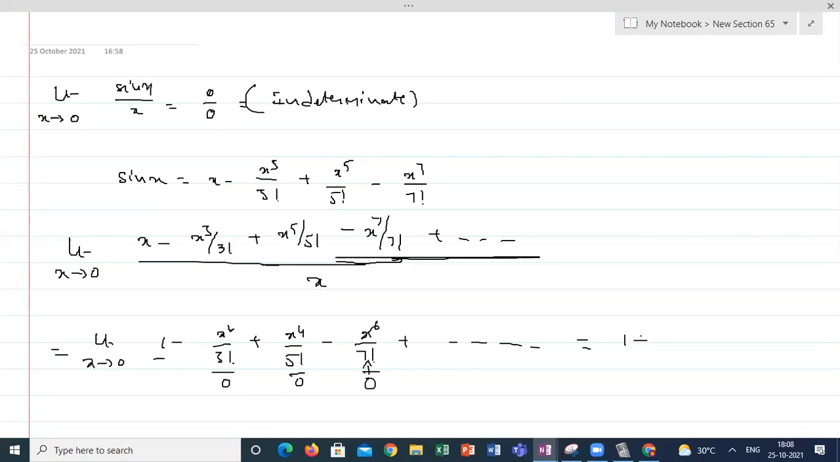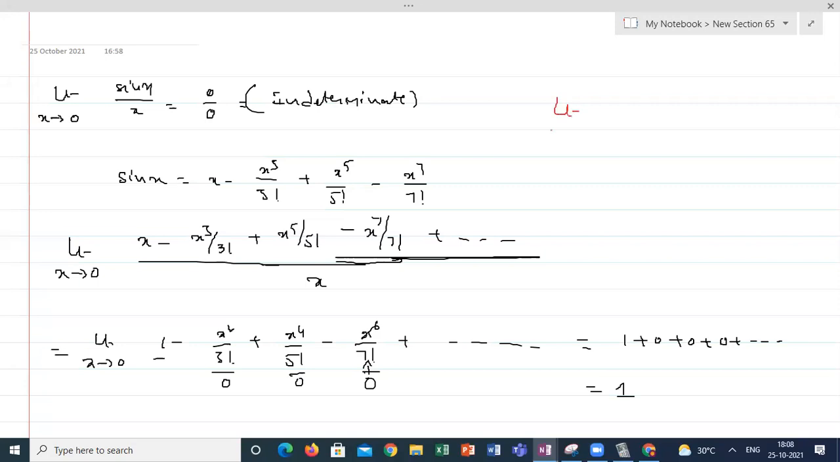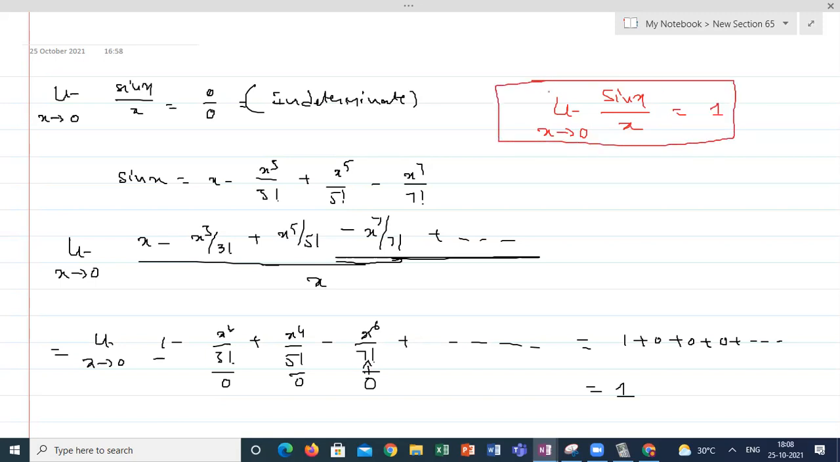So this will be 1 plus 0 plus 0 plus 0 plus and so on up to infinity. So it is always 1. From here we can conclude limit x tends to 0 of sine x by x is equal to 1. So straight away we can apply this formula from next time onwards.